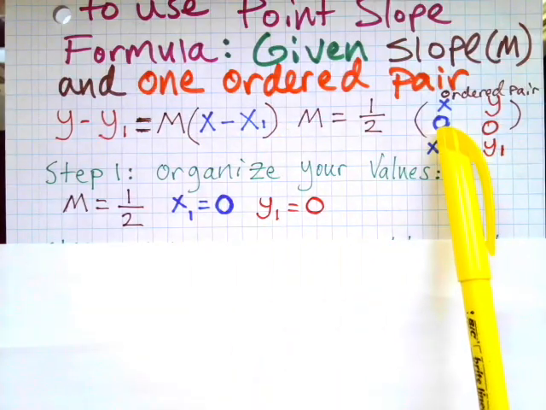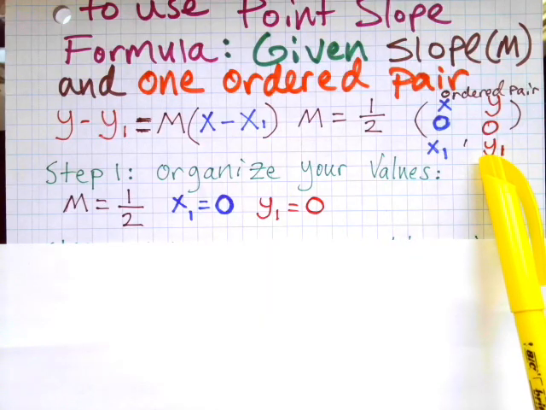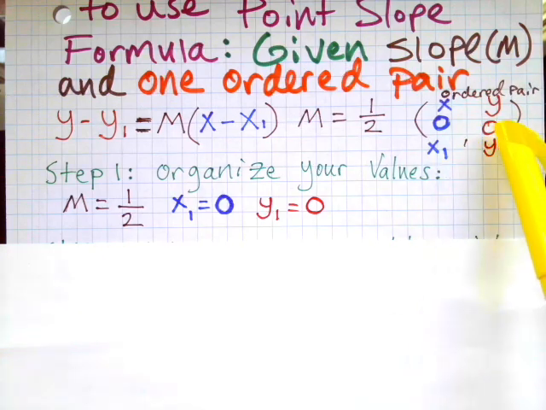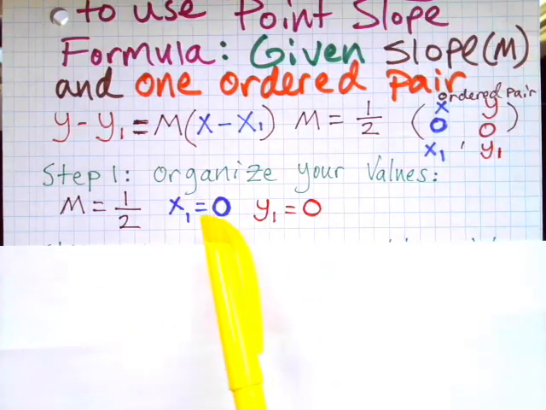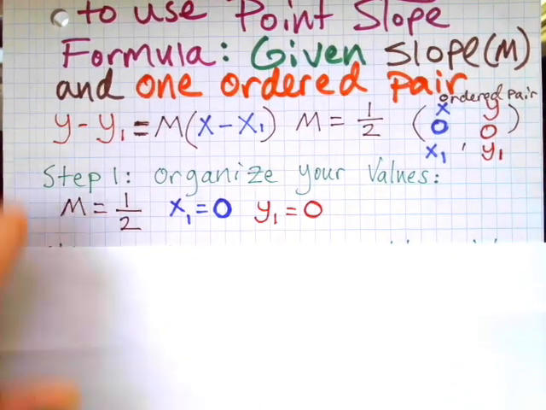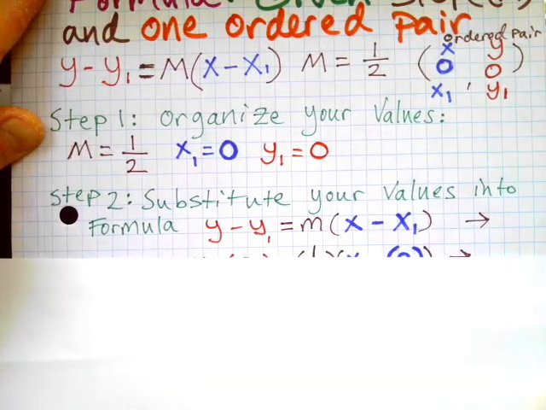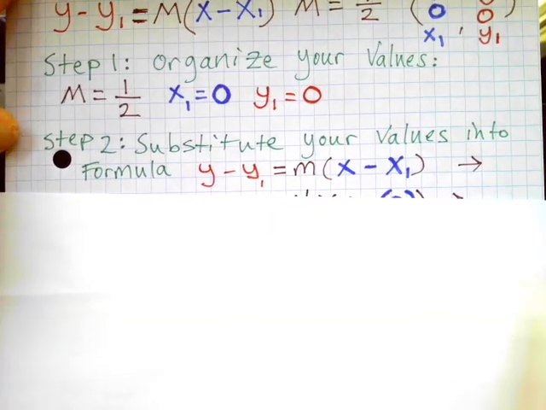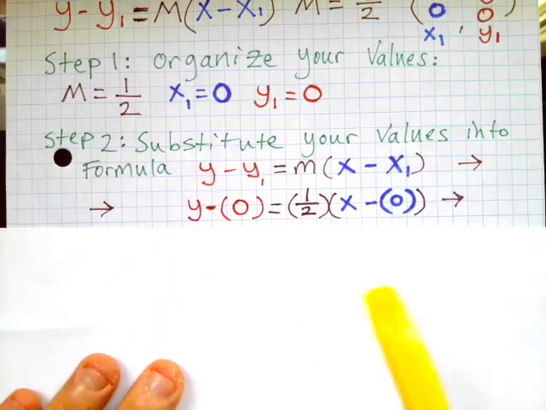I labeled this my x1. I labeled this my y1. Okay. And since I only have one set of ordered pairs, I only have one x and one y. Now, moving forward, we organize them and just start substituting them into the formula, like I had mentioned earlier. I'd like to show that to you now. Step 2, substitute the organized values that you have into the formula. And I'm showing you that now.